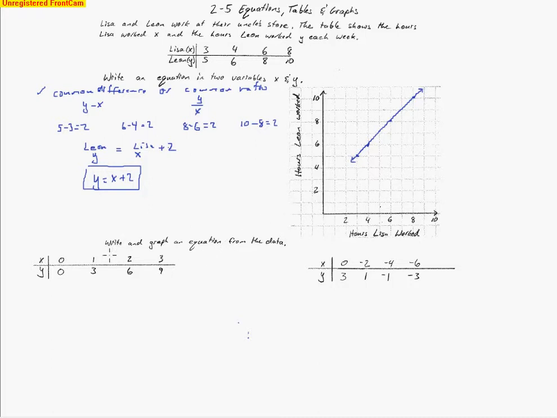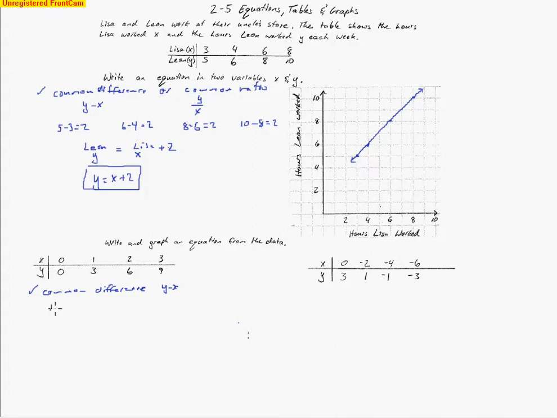So the next set of questions asks us again to write and graph an equation from the data. So again, we're doing the same thing. We're looking for either a common difference or common ratio. So let's try it. We're going to check for the common difference to start with. The common difference is just the difference between the y and x values. Don't worry about the first one here; whenever we have zeros, we'll just leave those alone, and we'll go to the next one.